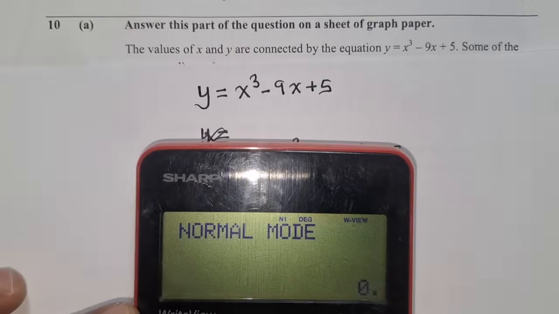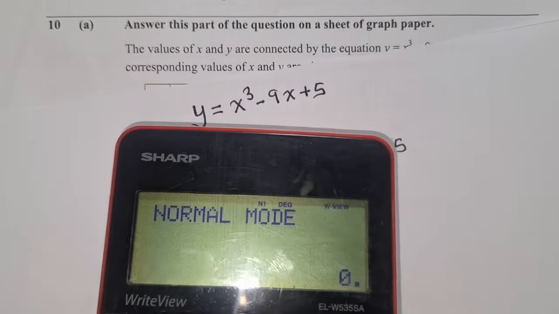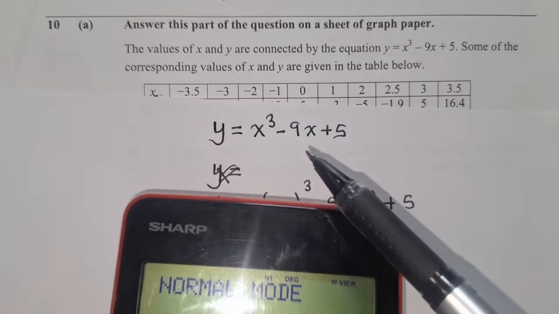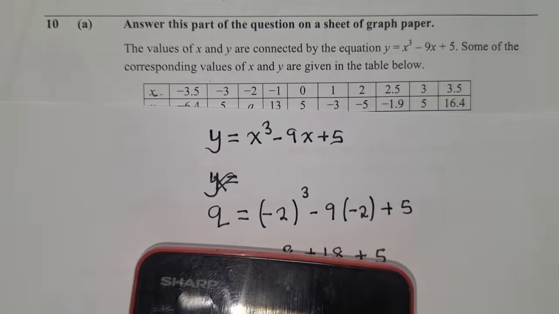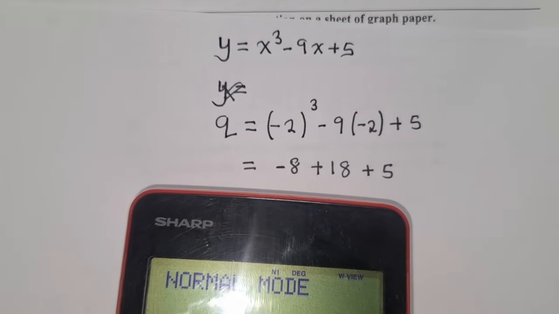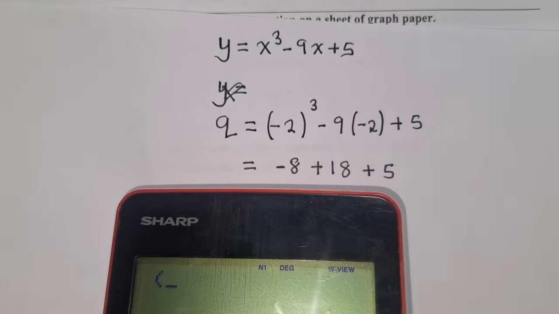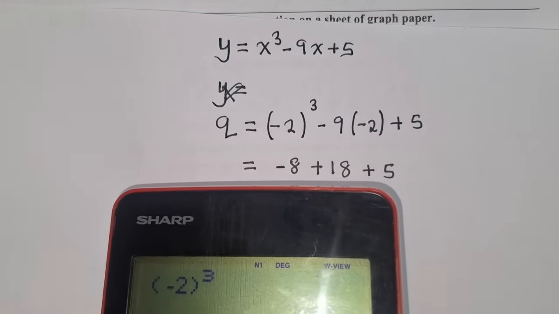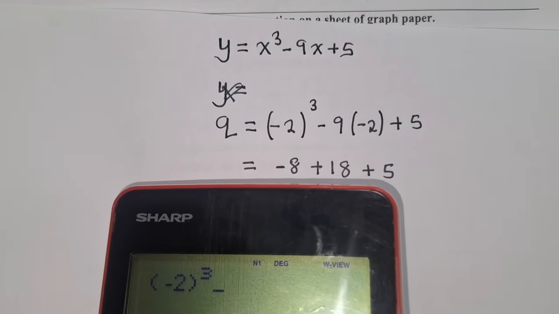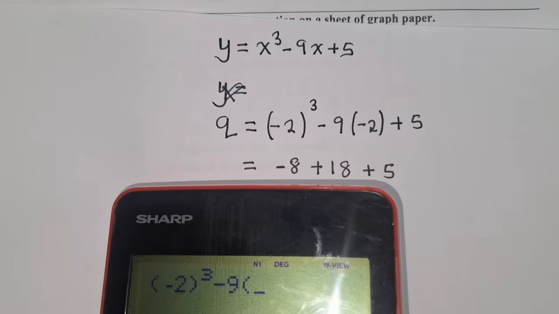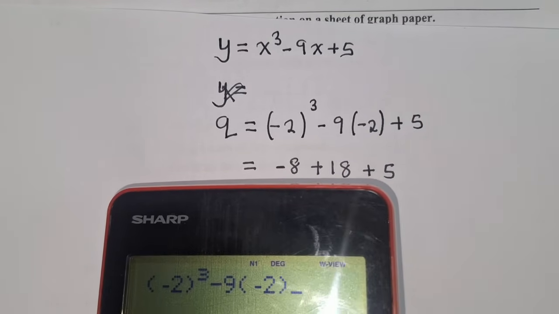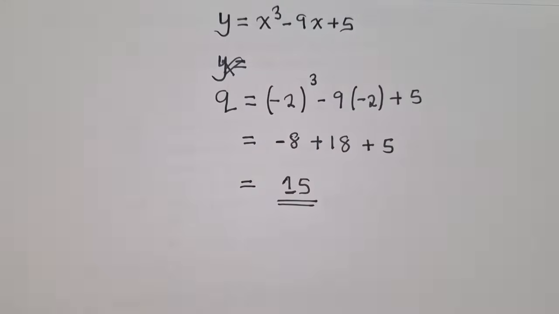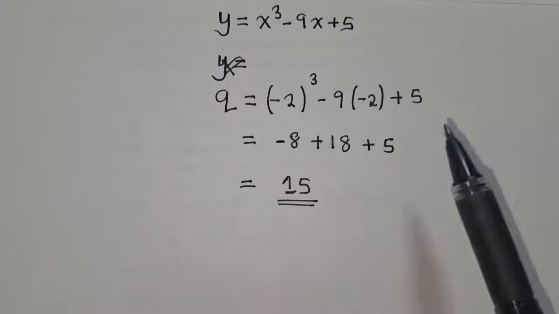And if you are doubting, you are not too sure of what to do, just get your calculator. There is no harm. Get your calculator and then punch what is here on your calculator. So we know that there is an open bracket, negative 2, close, then you say power 3, then minus 9, open bracket, negative 2, close, plus 5. This, of course, is giving us 15. So don't show all these steps on your graph paper.